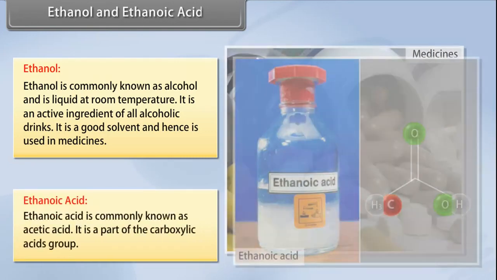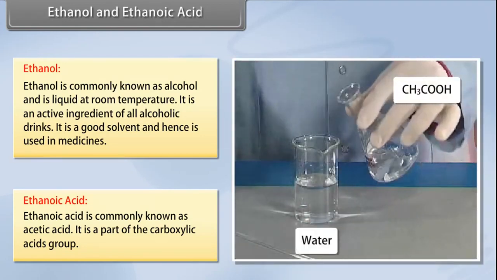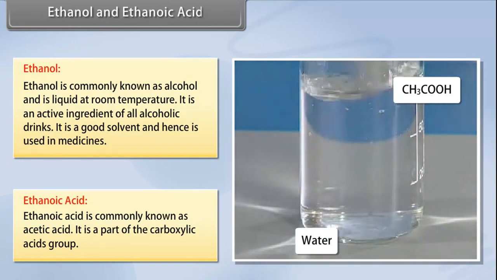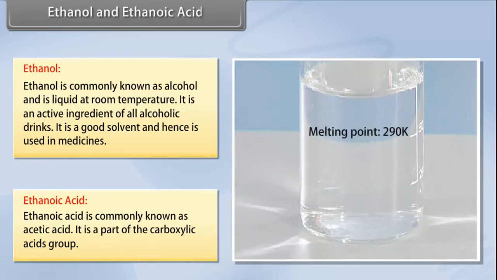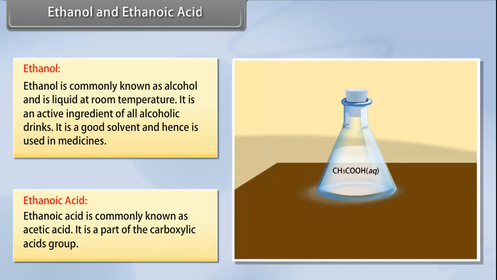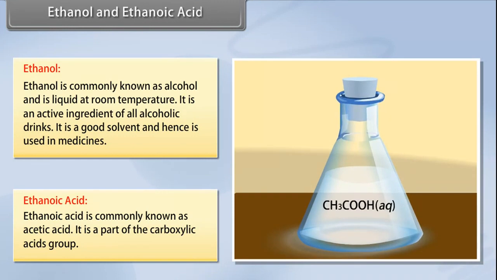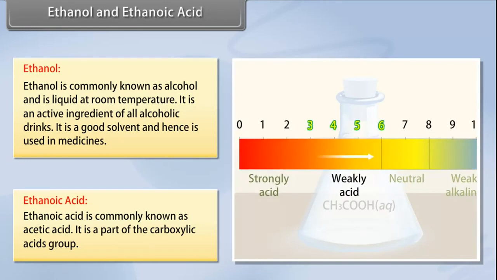Ethanoic acid. Ethanoic acid is commonly known as acetic acid. It is part of the carboxylic acids group. When a 5 to 8% solution of acetic acid is mixed in water, it forms a substance called vinegar. The melting point of pure ethanoic acid is 290 Kelvin. Because of this property, it freezes during winter and hence is also known as glacial acetic acid. Carboxylic acids are characterized by special acidity. However, as carboxylic acids are not fully ionized, they are weak acids.